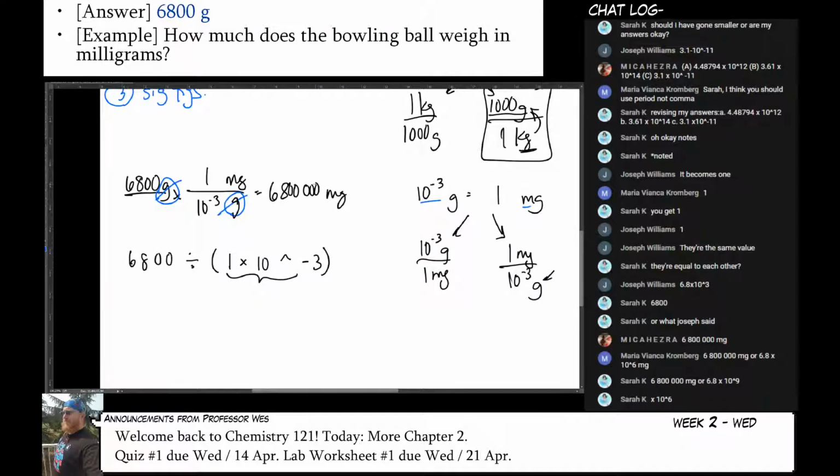6,800,000 milligrams. That's the mass of the bowling ball. And then finally, we would check for sig figs. This has 2. These are exact because it's a definition, so our answer should have 2. And it does. All right, so hopefully you feel a little bit more comfortable about doing these basic conversions.